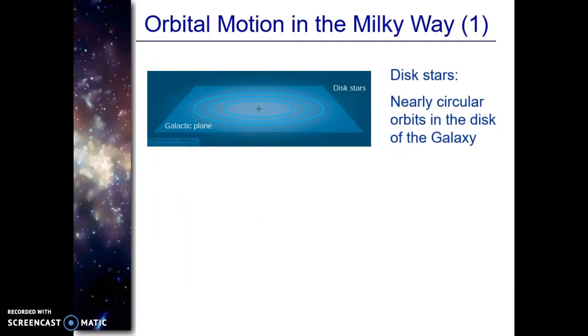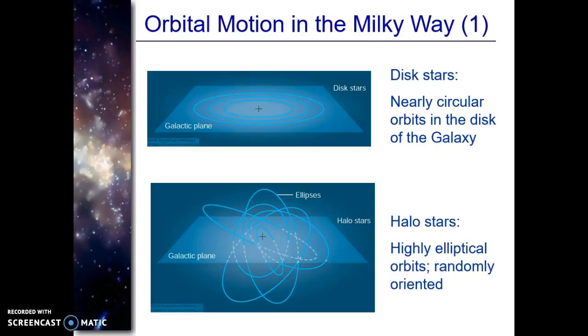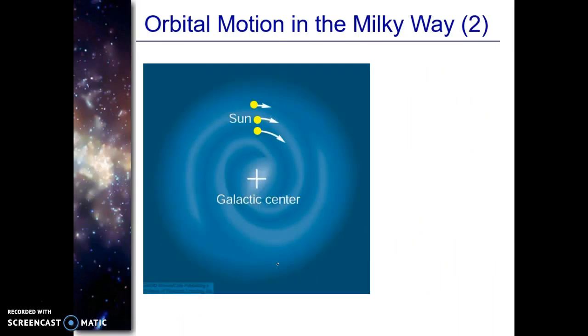Orbital motion in the Milky Way. Disk stars are nearly circular in their orbit of the disk of the galaxy. However, we have halo stars, and they are highly elliptical, and they orbit randomly around the galaxy. So here's our galactic plane. The disk stars, the ones that are in the arms, are going to go around in circles. But then we have these halo stars, which are out in the halo, and they just kind of randomly, elliptically go around the center of the galaxy.